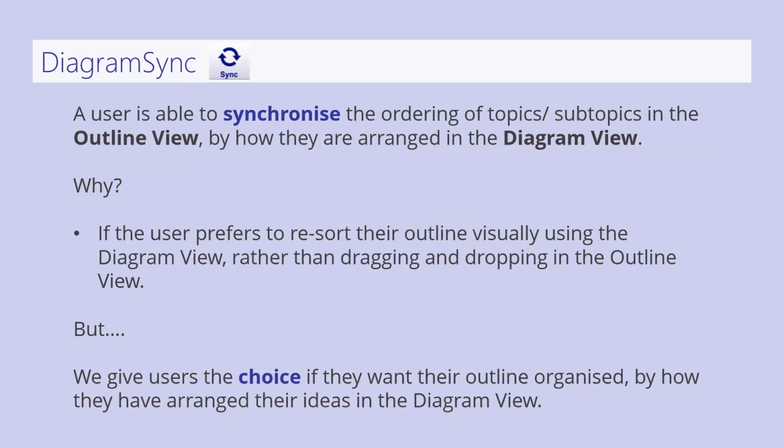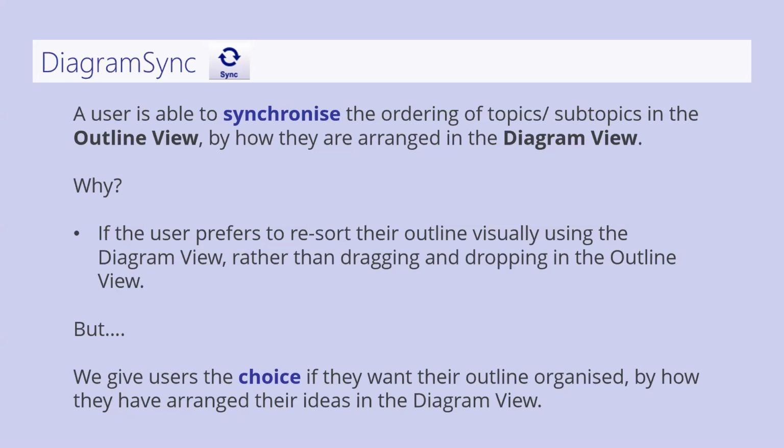Now, there are 3 key features that I want to show you today. And these are key features that, through research, through talking to users, and also in terms of supporting the philosophy of Inspiration, were prioritized in terms of version 10. And one tool that I'm going to particularly focus on is DiagramSync. This feature is the ability for a user to synchronize the ordering of topics and subtopics within the outline view based on how they've rearranged or arranged their diagrams in the diagram view.